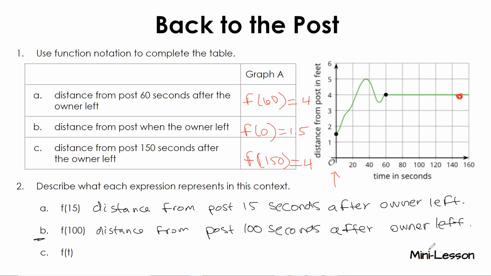You're going to write the exact same thing, but instead of a number, we're going to say T. What does T represent? Time, right? Okay, so distance from post, T seconds after owner left. So this is just a way to say, hey, we got a function and we're dealing with time and we're dealing with distance. That's all it is.